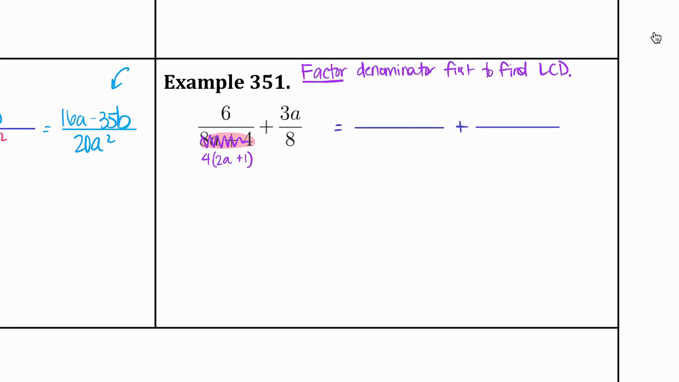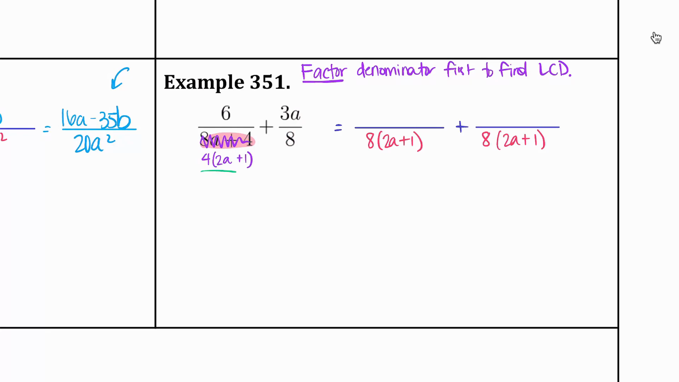So again, let's look at our numbers first. We have a 4 and an 8. Well, 8 is their least common denominator. So they both need to have an 8. And then this one has a 2a plus 1. This one does not have a 2a plus 1. But since this one has it, it needs to be in our common denominator. So 2a plus 1 and 2a plus 1. So factoring really just helps us see what we already have and what we're missing to get to that common denominator.